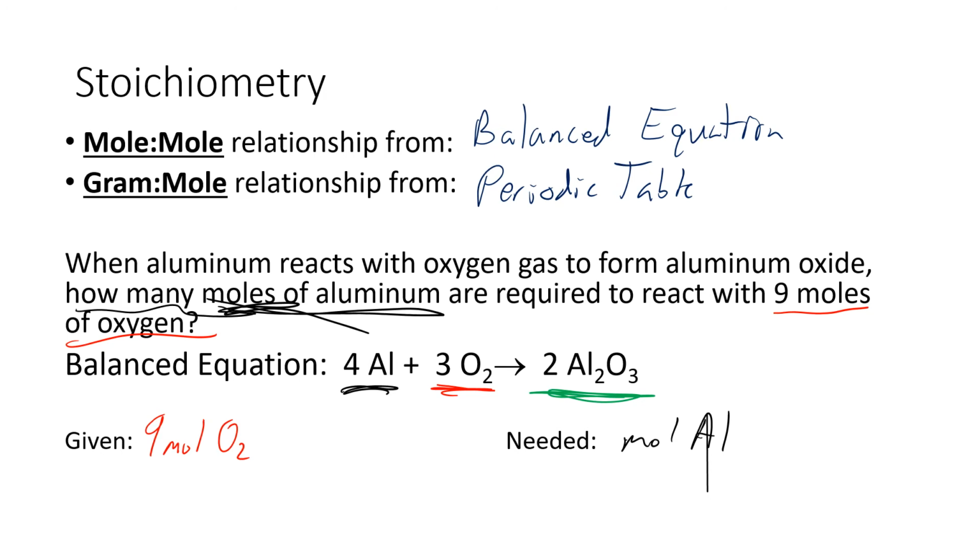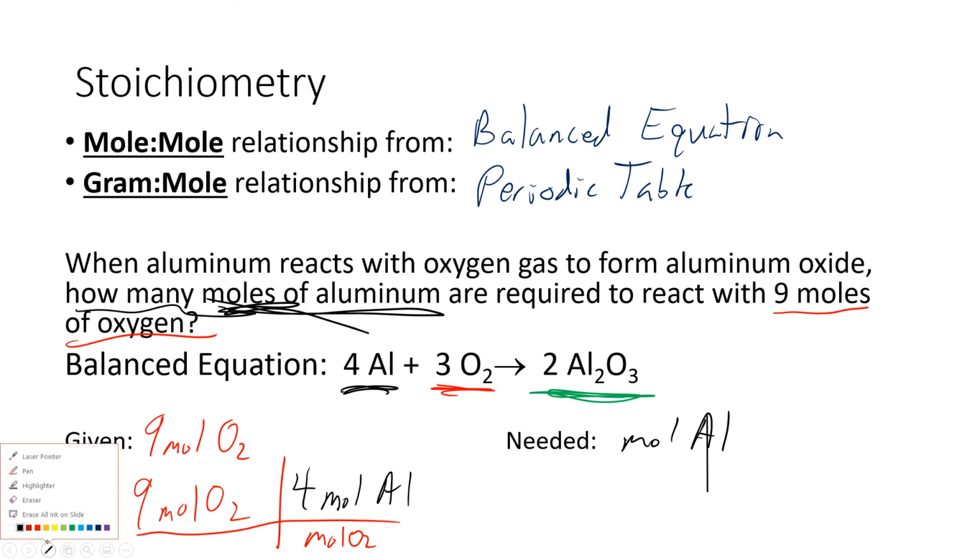So we're going to start with our given, which is the 9 moles of oxygen. And we need to cancel out moles of oxygen and go to moles of aluminum. And those numbers come from, because it's a mole to mole relationship, the balanced equation. So for every 4 moles of aluminum, we will use 3 moles of oxygen. So oxygen cancels and we have moles of aluminum. That's what we needed. So 9 times 4 is 36, and 36 divided by 3 is 12. So the answer here is 12 moles of aluminum.